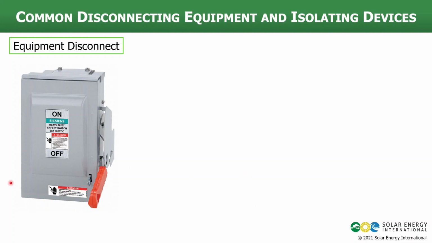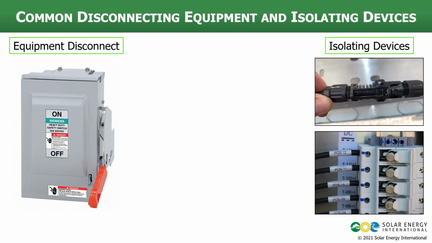It also has this little tab that comes out of the front, so we could lock the cover so that someone can't open that cover and get to the energized parts on the inside. Another option for equipment disconnects are isolating devices. We talked about these in the last section. Equipment disconnects do not necessarily have to be load break rated, so we could use touch-safe fuse holders or module quick connectors as equipment disconnecting means. Isolating devices, those work perfectly fine for that application.